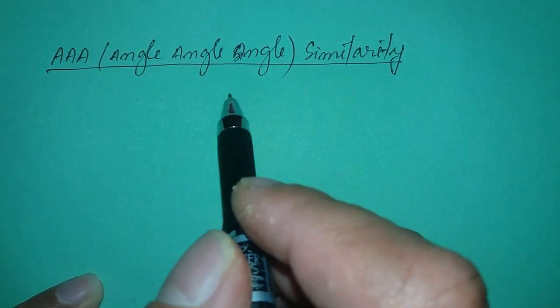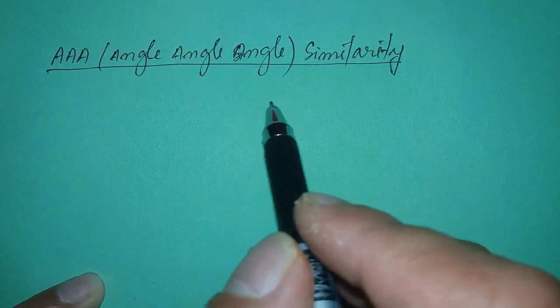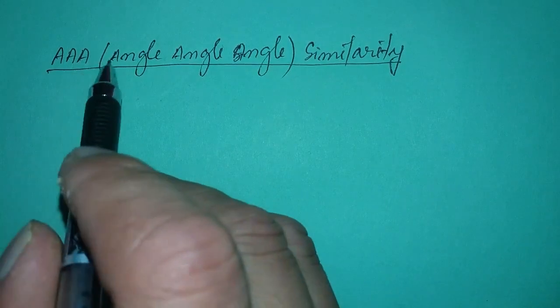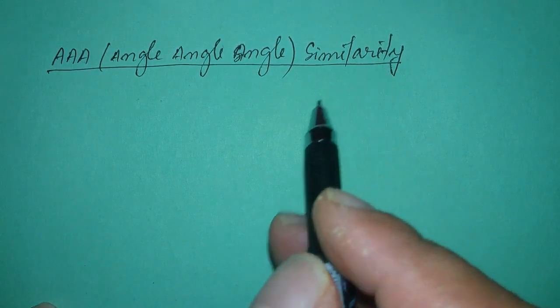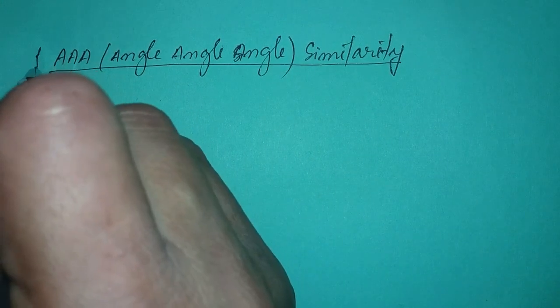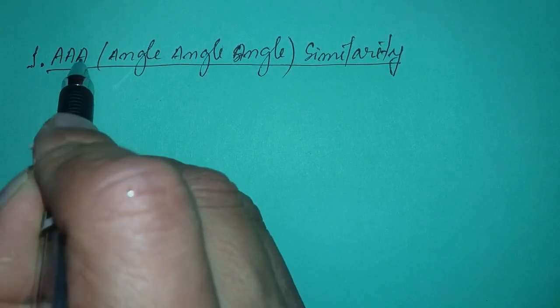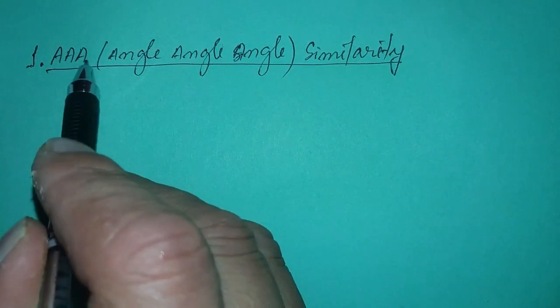Before we start the exercise, that is exercise 6.3, let us first go through the theorems on similarity of triangles. The first one we have here is angle similarity, that is AAA similarity.